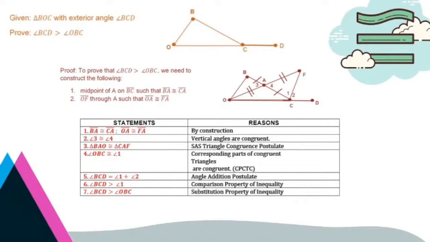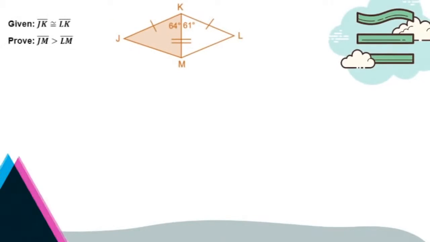Let's proceed to example number 2. Observe the figure. Given: segment JK is congruent to segment LK. Prove: segment JM is greater than segment LM.